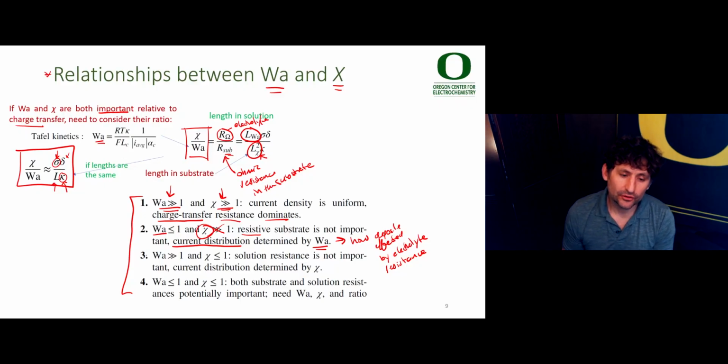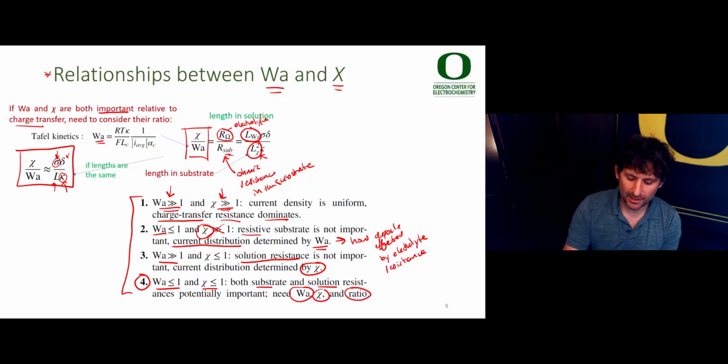Now, conversely, if the Wagner number is much greater than 1 and chi is smaller than 1, the solution resistance is not important, and the current distribution is determined by chi. Chi being representative of the substrate resistance relative to the kinetic resistance of the electrodeposition. And then the most complex problem is when both are relevant, both the substrate and solution resistance are important, and you need to know WA, chi, and the ratio to estimate what you expect your deposit to look like.